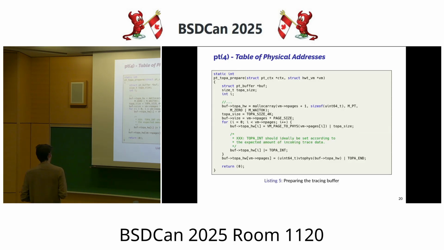So this is how we end up configuring the table in the driver. It doesn't quite take advantage of the flexibility of the format, but the hardware tracing framework pre-allocates a buffer of a given size. And we basically just have one entry for every single 4K page. We tag every single 4K page with a topa int field. And last but not least, we make sure that this becomes a circular buffer by tagging the last entry with topa end and pointing it to the top of the table. So the CPU can keep on writing indefinitely.